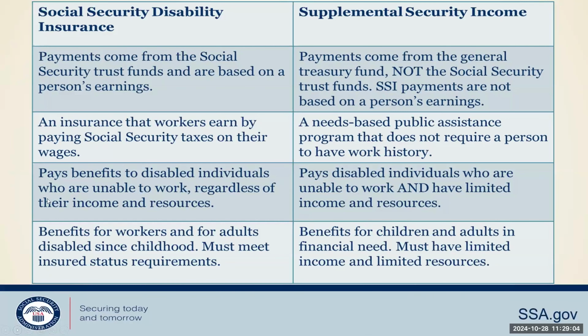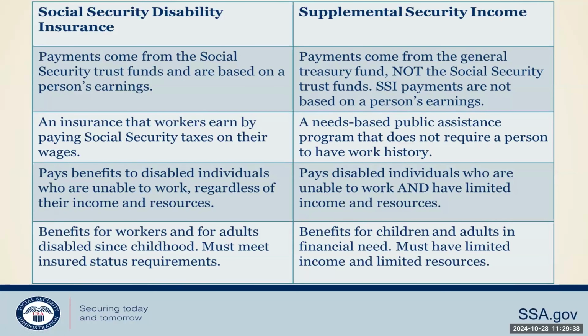All right, let's move on. Here's just a quick comparison. What's the difference between SSDI and SSI? SSDI comes from the Social Security Trust Fund, based on the worker's earnings. They paid into the Social Security program through taxes on their wages. The benefit amount varies depending on their earnings. It's not dependent upon income and resources. And additional people can receive off of that record if they qualify, like a spouse or a child.